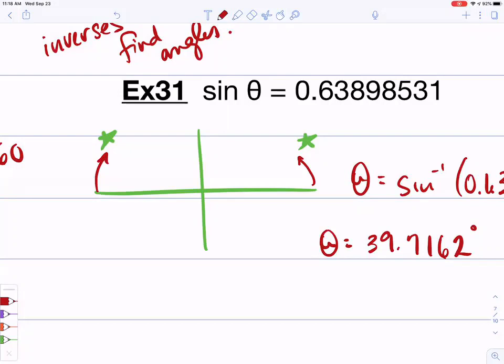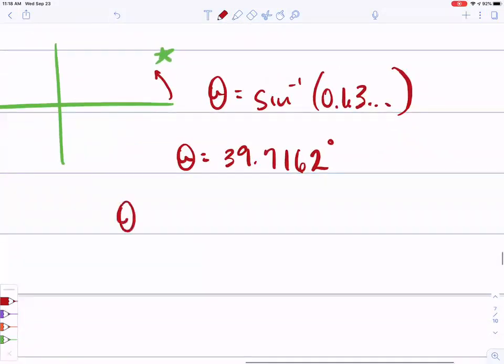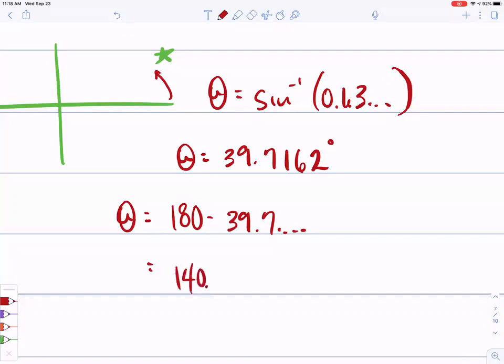So what kind of math then do I have to do to get that second quadrant angle? What we got? First quadrant. Yeah, so we want to do 180 minus that 39-degree angle. So my second theta will be 180 minus the 39. And you should get 140.2838.